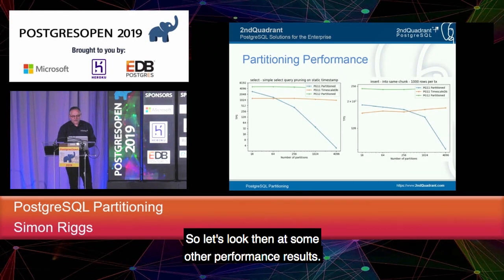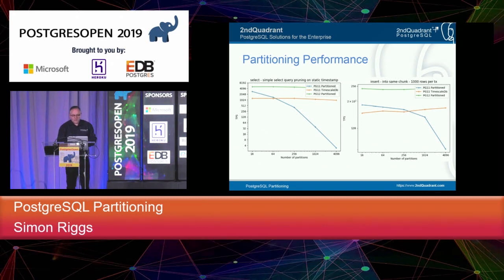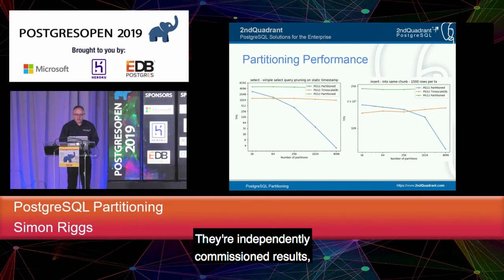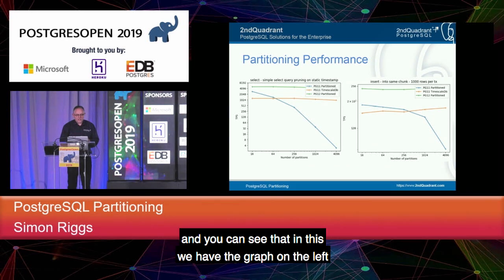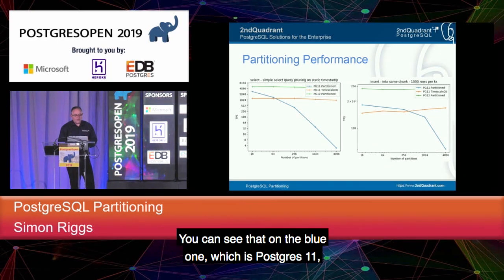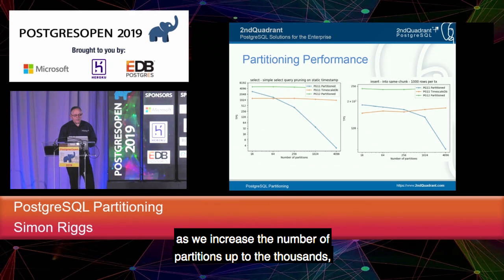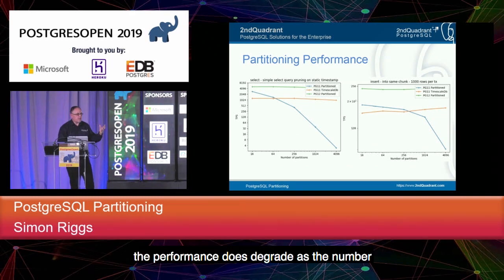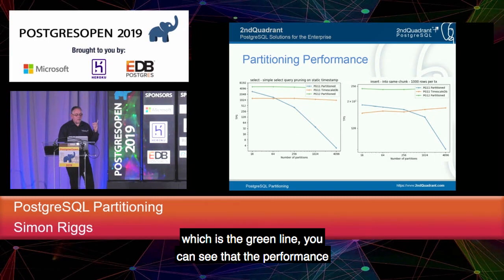So let's look then at some other performance results. These were performed by a Dutch guy, so they're not my results, they're not Timescale results, they're independently commissioned results. The graph on the left shows the performance on a select query. You can see that on the blue one, which is Postgres 11, as we increase the number of partitions up to the thousands, the performance does degrade. Whereas in Postgres 12, which is the green line, the performance is essentially static with the number of partitions.